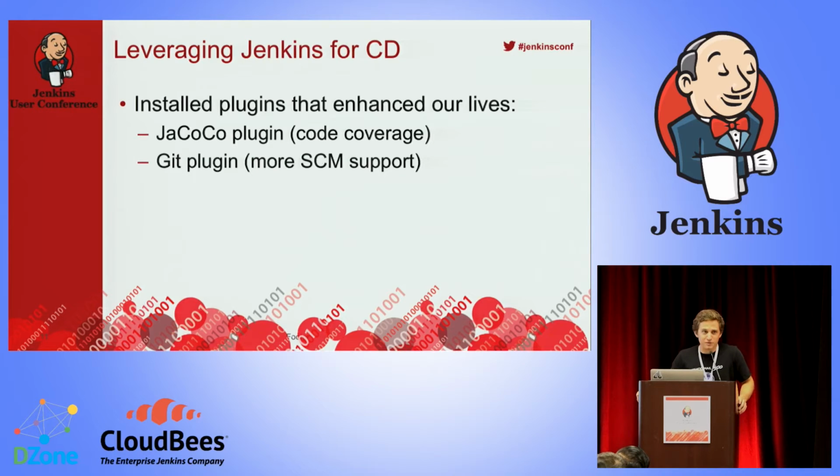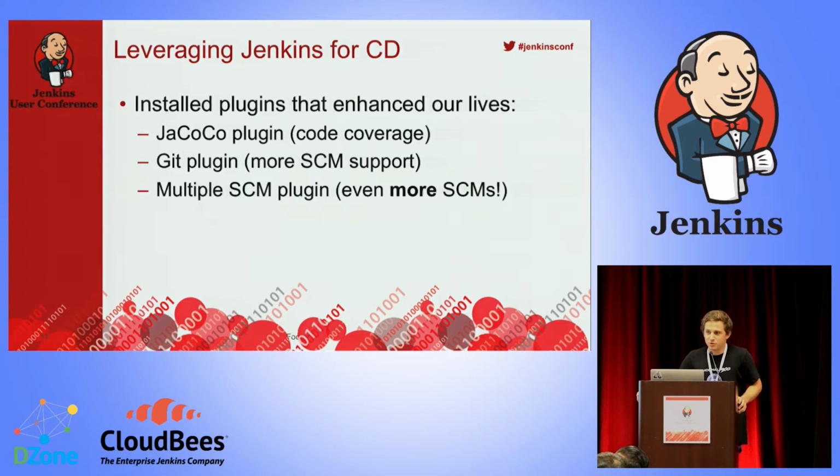The Git plugin: around the same time we set up Jenkins, people started moving to Git. So we wanted to support their move to Git. We installed the plugin and allowed them to check out their new source code. If they were in the middle of a migration, we installed the multiple SCM plugin. They could then check out both what they had in the previous SCM and now Git and run both.